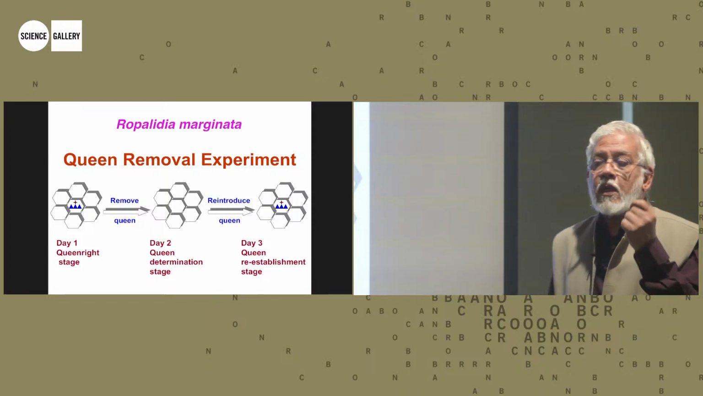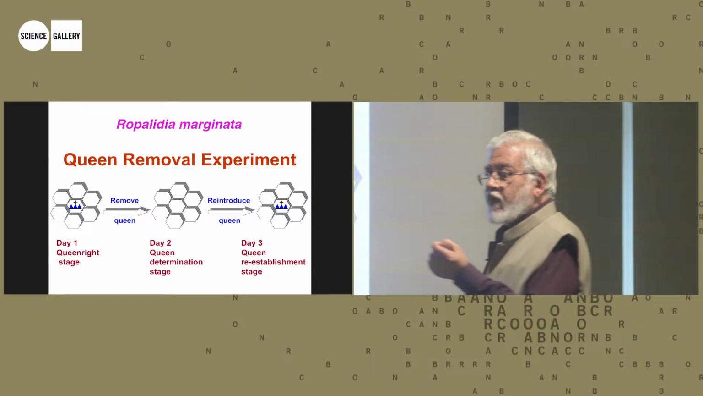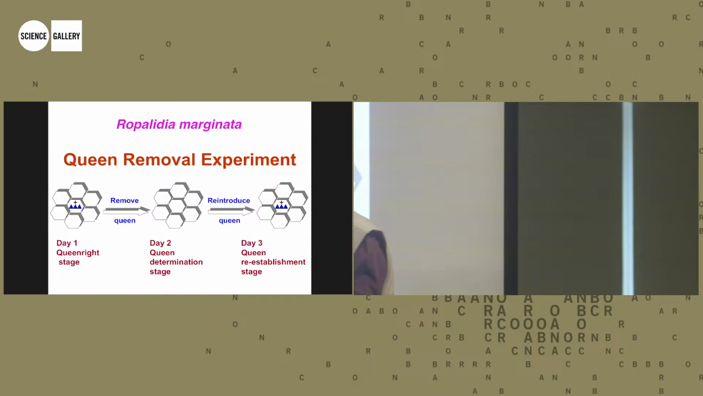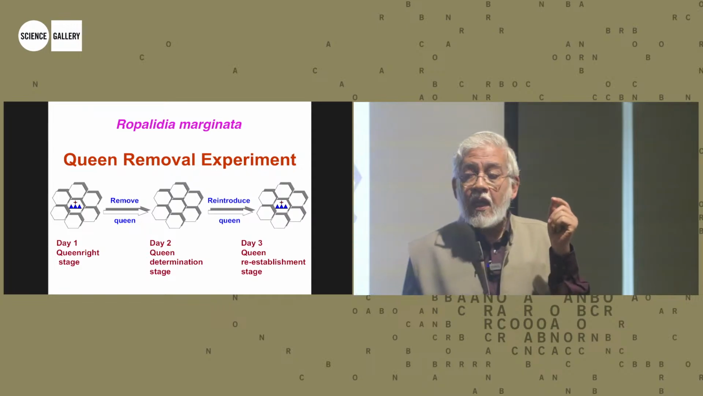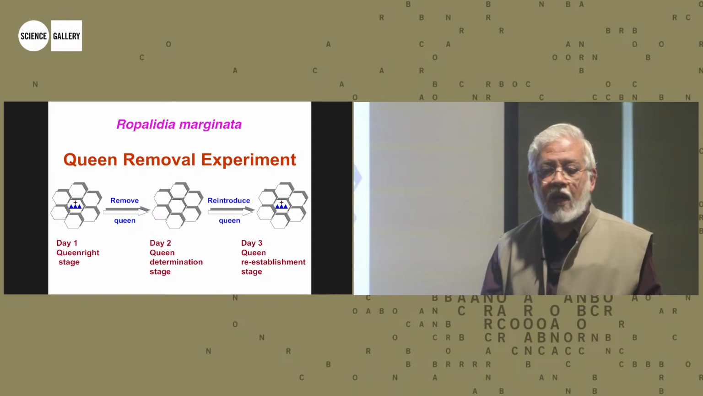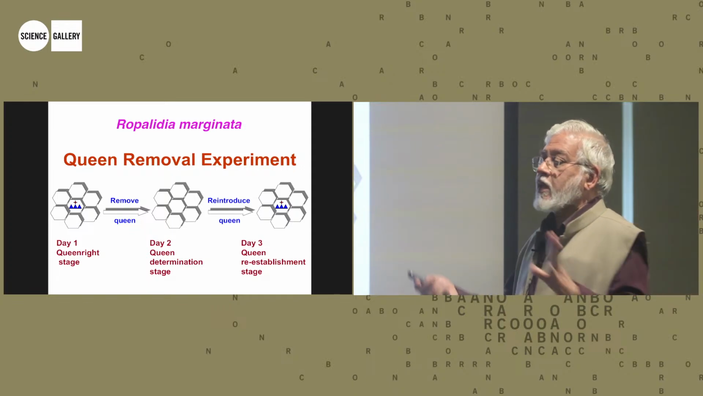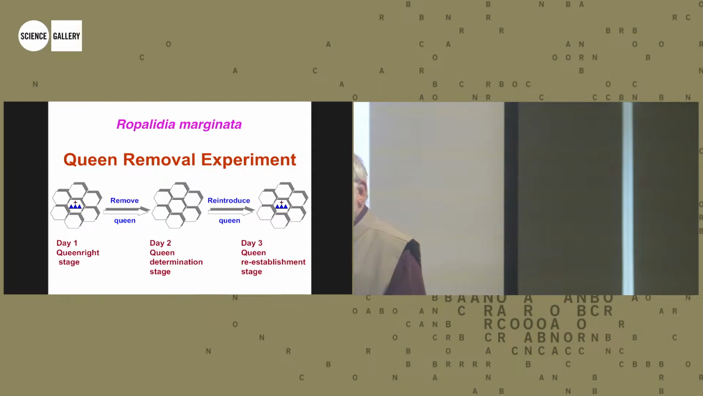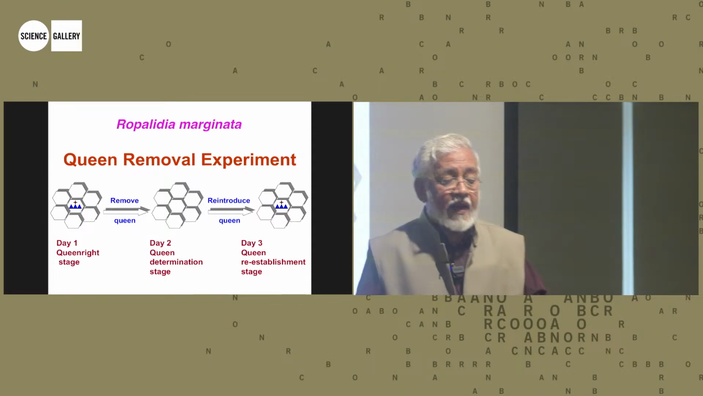On day 2 in the morning, we would go with a forceps, remove the queen, because now we know who the queen is, we have seen her lay eggs, remove her and study the remaining colony minus the queen for the whole day. That is, determine now how do all the workers spend their time.